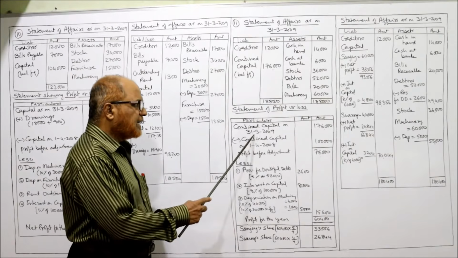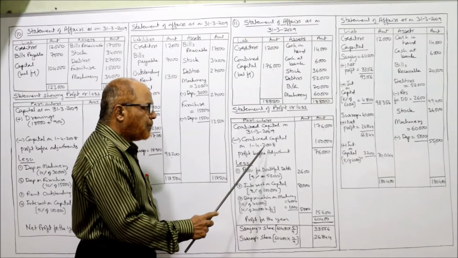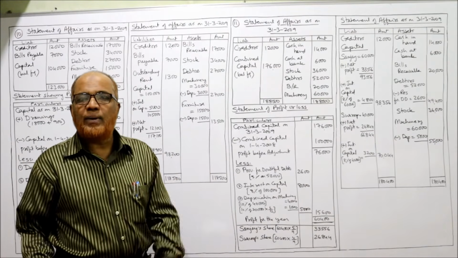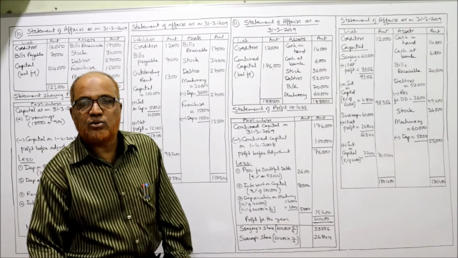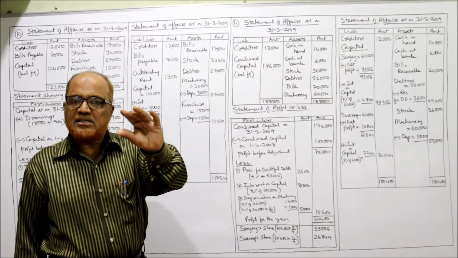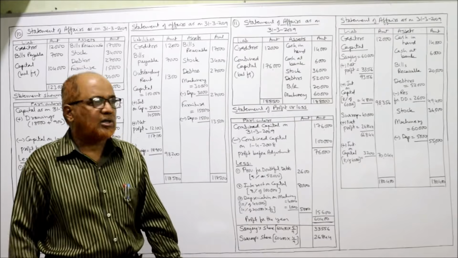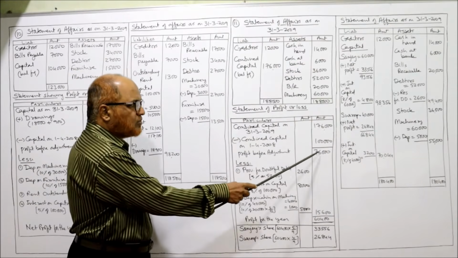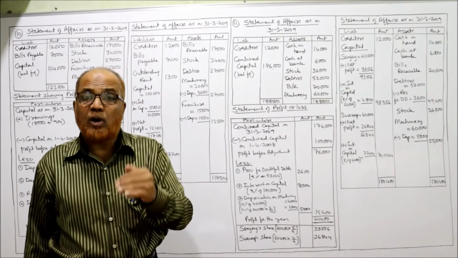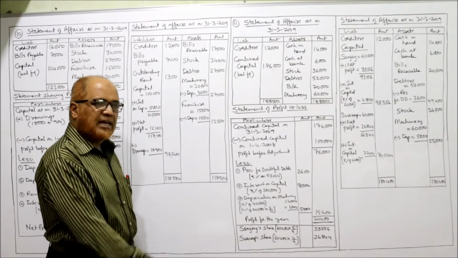So combined capital at the end of the year is 1,76,000 and combined capital on 1st April 2008, at the beginning of the year, is 60,000 plus 40,000 given in the problem, in the balance sheet. In that you can see Sanjay and Swarup, the combined capital is 60,000 plus 40,000. So 1,76,000 minus 1,00,000, 76,000 rupees is the profit earned before adjustment. Net profit before adjustment. Now we'll make the adjustments.